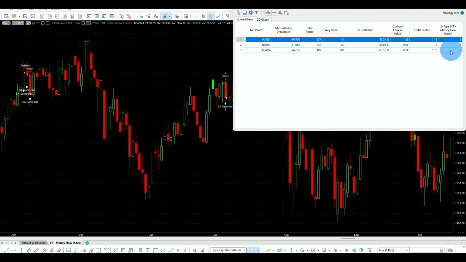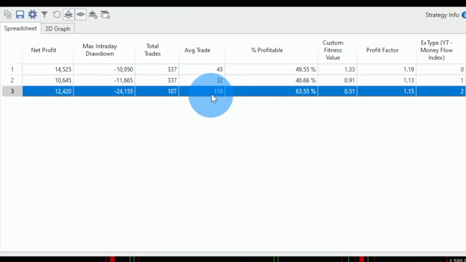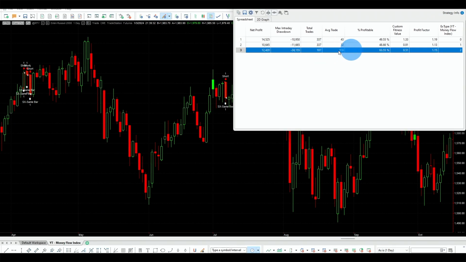And so 0 is the original. And now we find that 2 is the best, which is the opposite signal. Because you see here, the average trade is 43, and we almost triple our average trade. And we reduce our total trades from 337 to 107. So definitely, this is much better. Okay, so now that I'm satisfied with this, let's pick it.